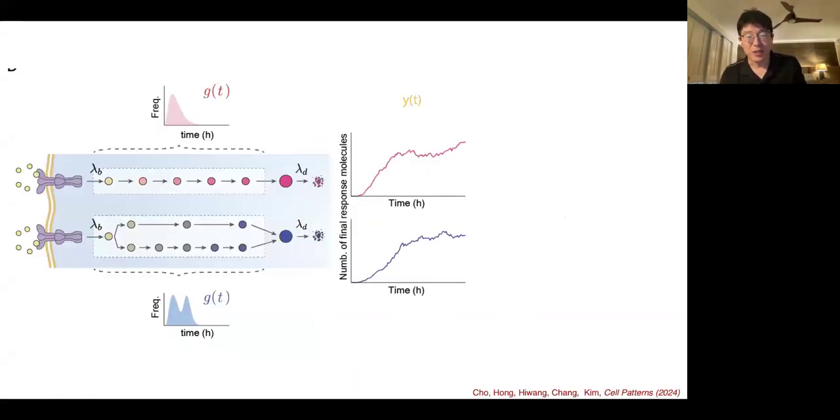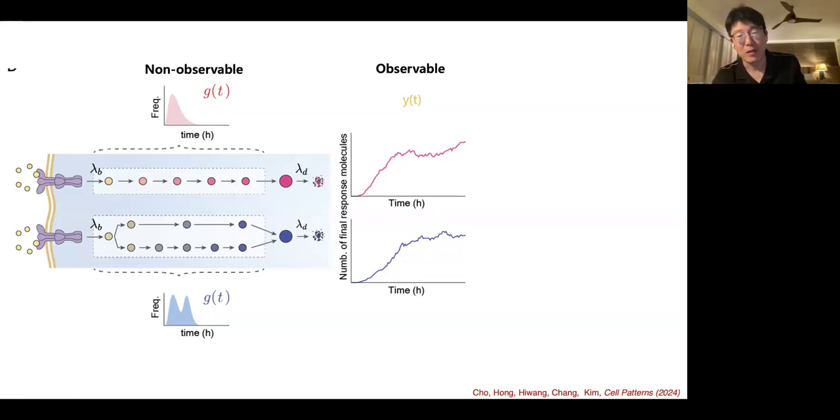Okay, but there is some challenge. Here are the simulation results. Here is a single time scale pathway, which has a unimodal time delay distribution. And here is a multi-time scale pathway with a bimodal time delay distribution. And then here is the output of this signaling pathway. Here only YT is observable and GT is not observable.